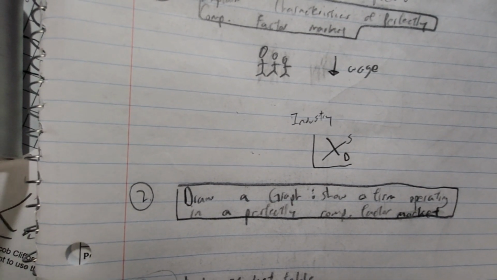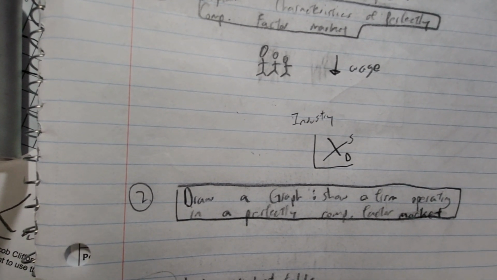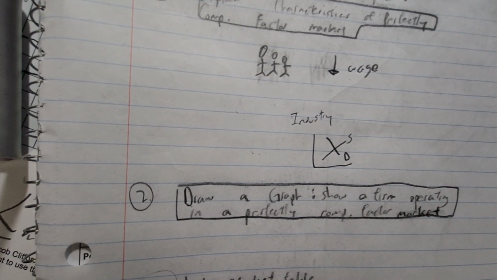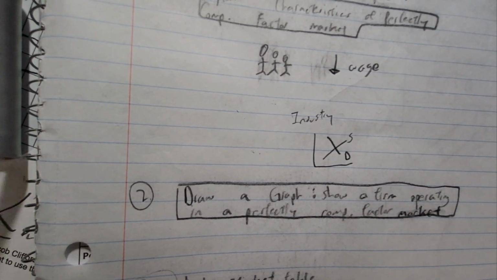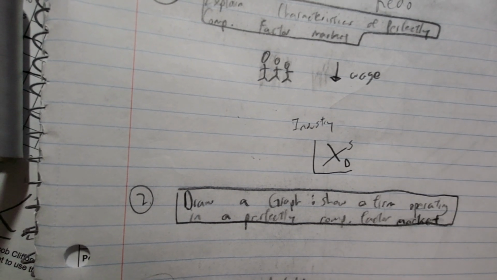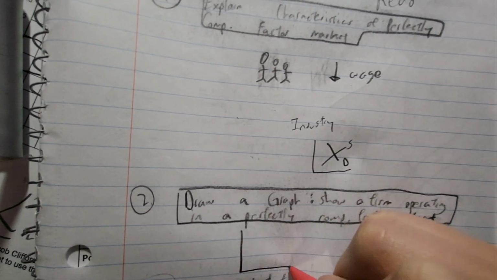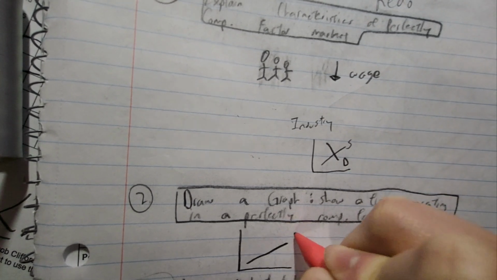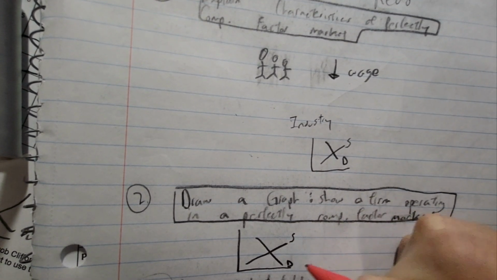This question asks us to draw a graph operating in a perfectly competitive factor market. So in order to draw this graph, we first need to draw the supply and demand graph, which is set by the market, the industry. This is the supply for workers, and that's the demand for the consumers.